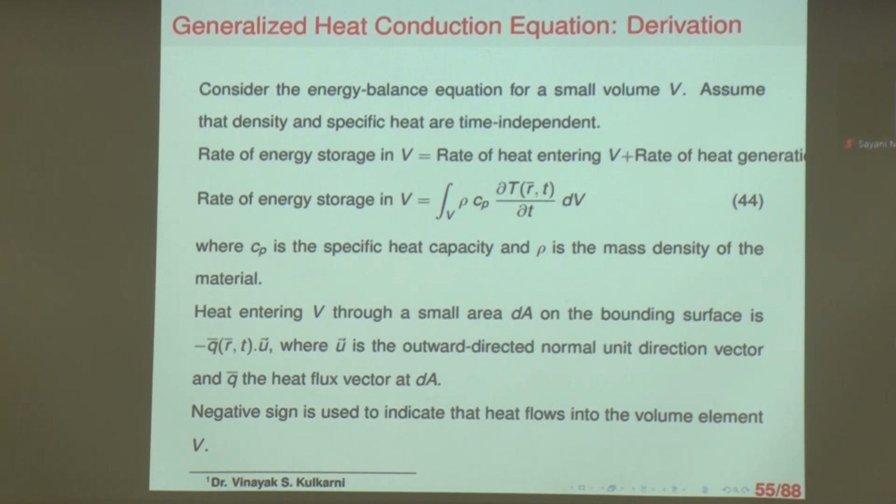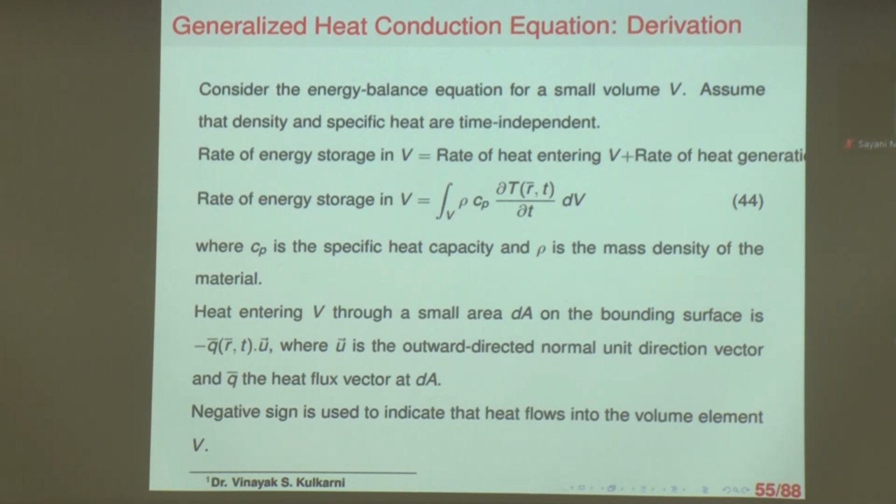As the volume V is the small volume under consideration, for the total volume I will have to integrate over V. It's a volume integral of specific heat capacity times density times the rate of change of temperature with respect to time T. Here T is a function of position vector R and time T. Here R represents a multi-dimensional variable. So this equation will give me the rate of energy storage within that particular volume.